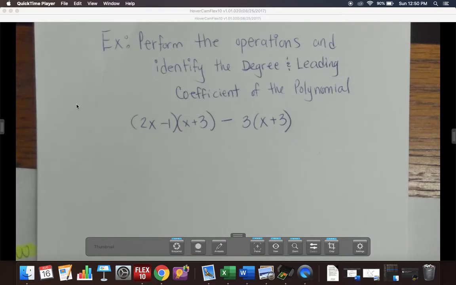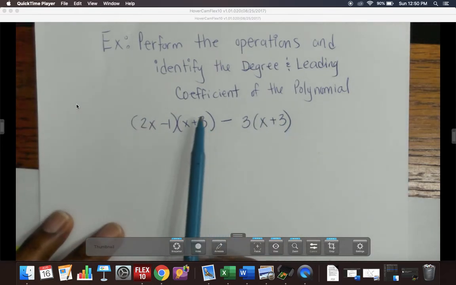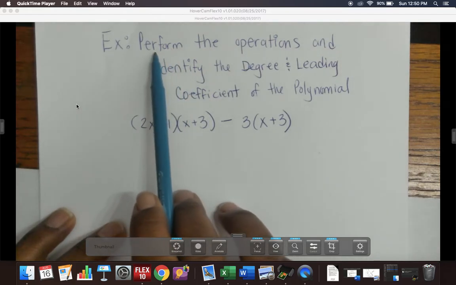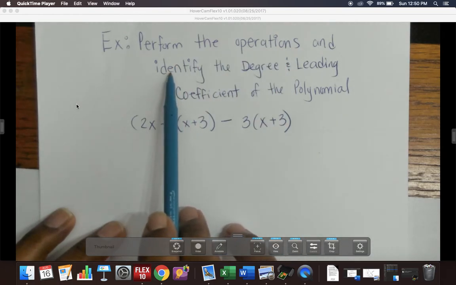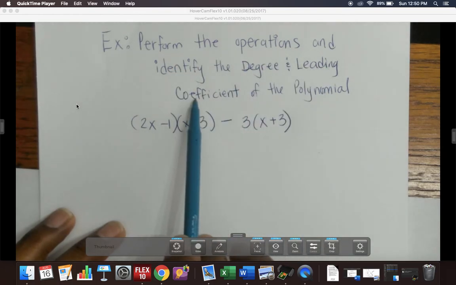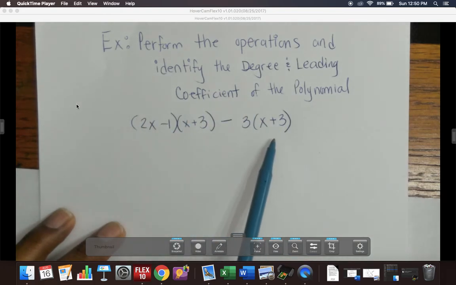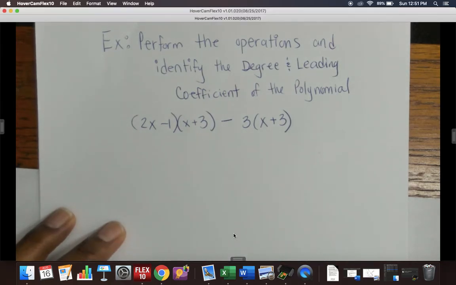Okay, so I want to give you guys an example of operations on polynomials. And so we have a polynomial here where we have a couple of operations. We'll talk about that in a second. But we're asked to perform all of the operations, and then we're also asked to identify the degree and the leading coefficient of the polynomial. Here it's kind of hard to see what maybe the degree is and what the leading coefficient is, but after we perform the operations, it'll be a little bit more clear.